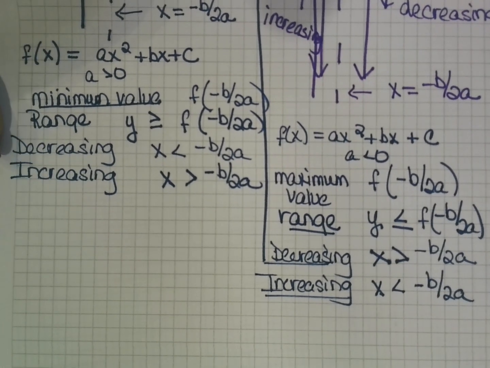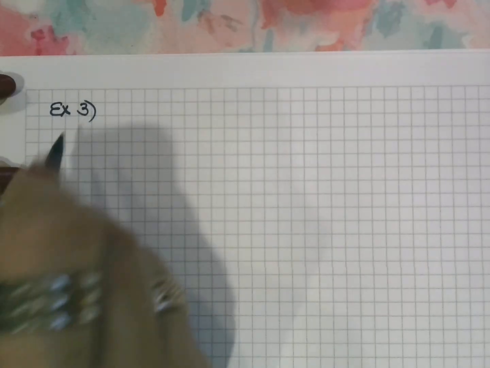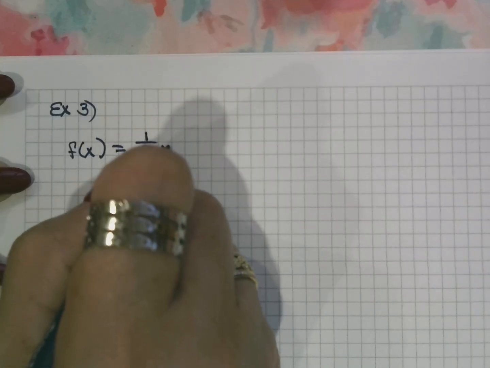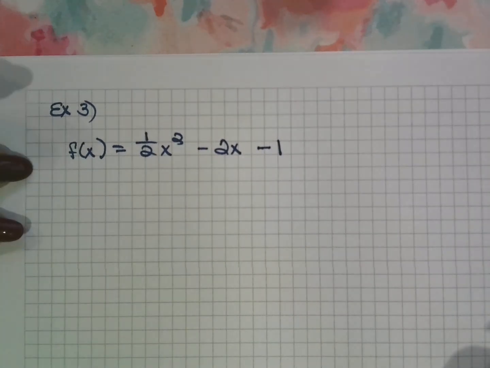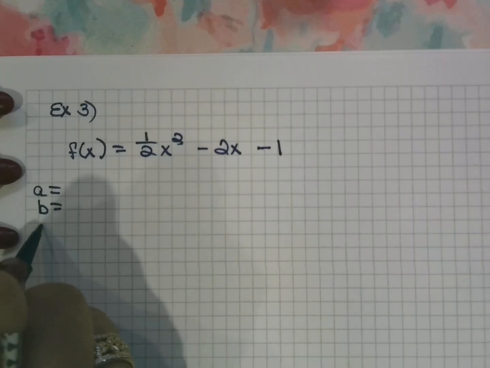All right, give you just a second to digest that. Let's take a look at example 3. And here we are going to do a problem with actual numbers in it. So we have f of x equals 1/2 x squared minus 2x minus 1. So you need to figure out what a is, what b is, and what c is.